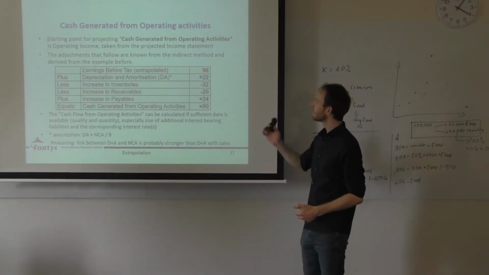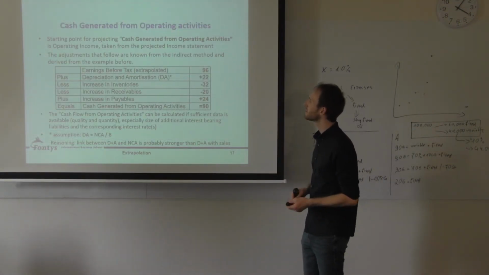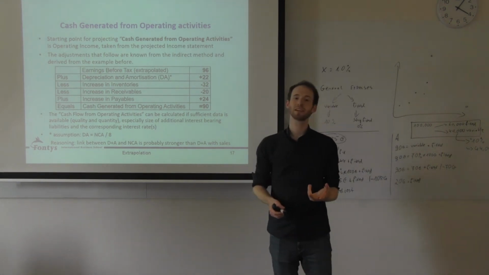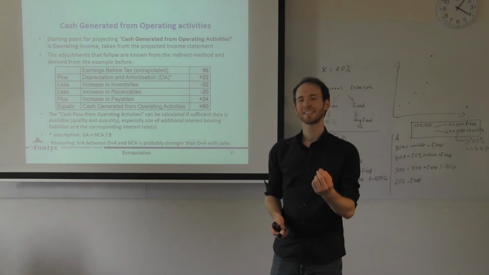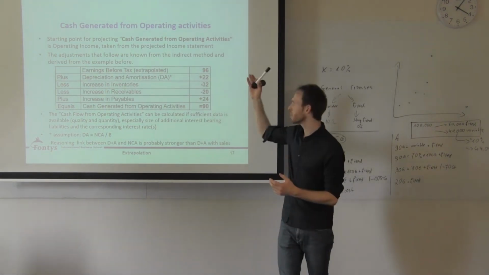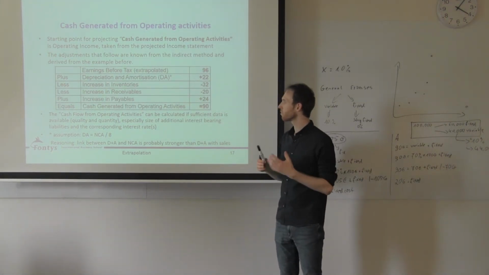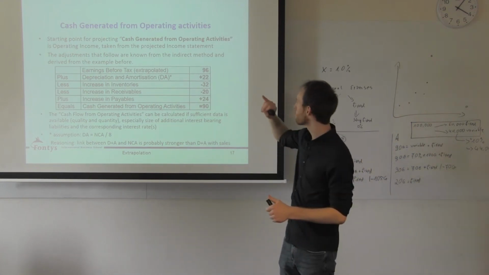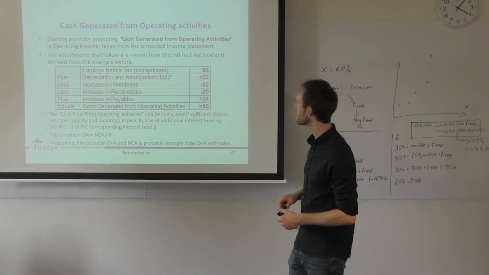All right. Then we also have to look at the cash from operating activities. Well, cash flow statement, we dealt with this a couple of weeks before. And so we can now basically forecast the whole cash flow statement. But the difficult part will be the cash generated from operating activities.